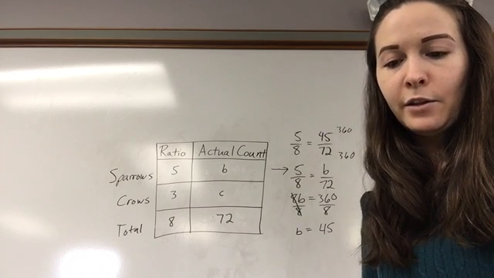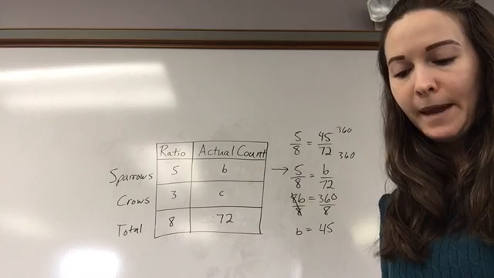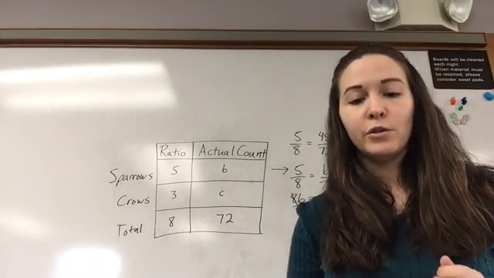So go ahead and solve for the crows for that box, and then create another box to solve letter B, and then go ahead and finish the rest of your homework.